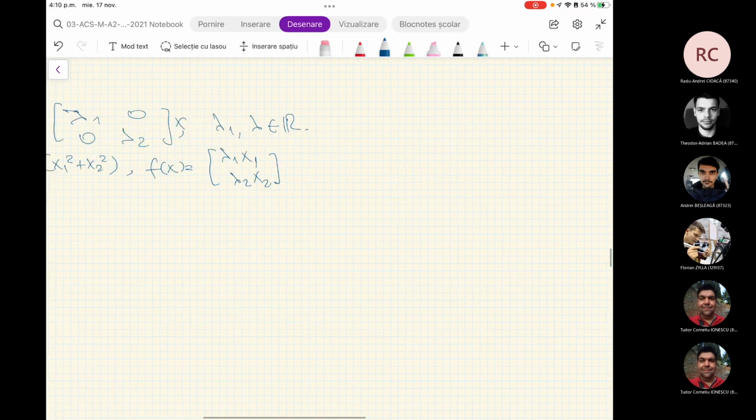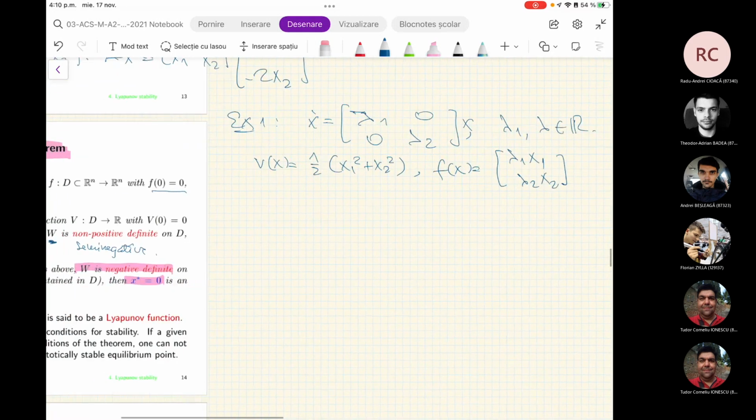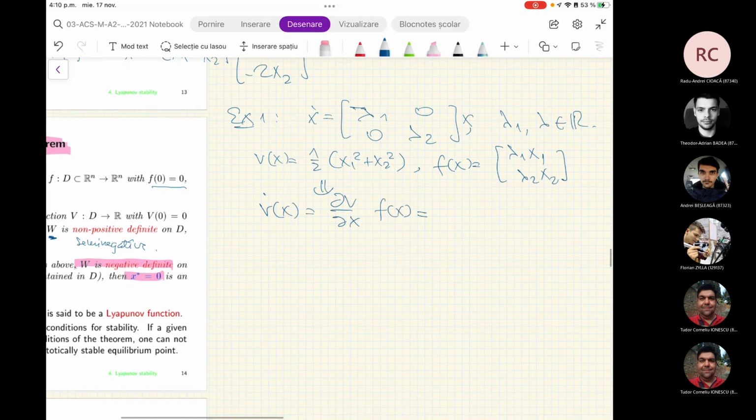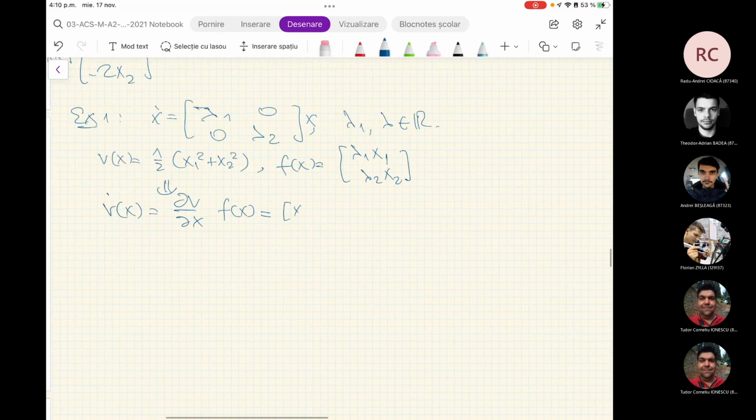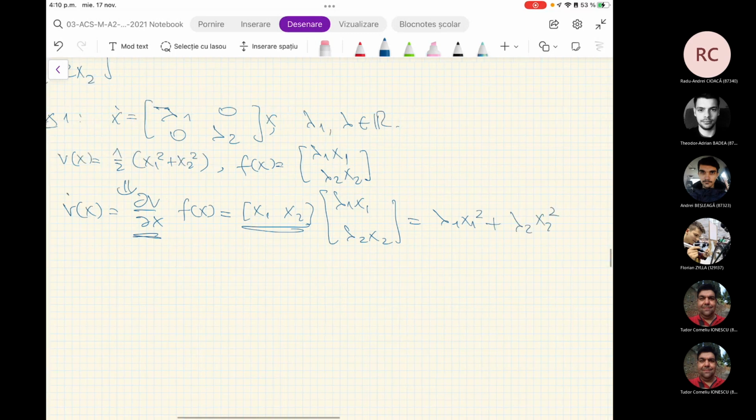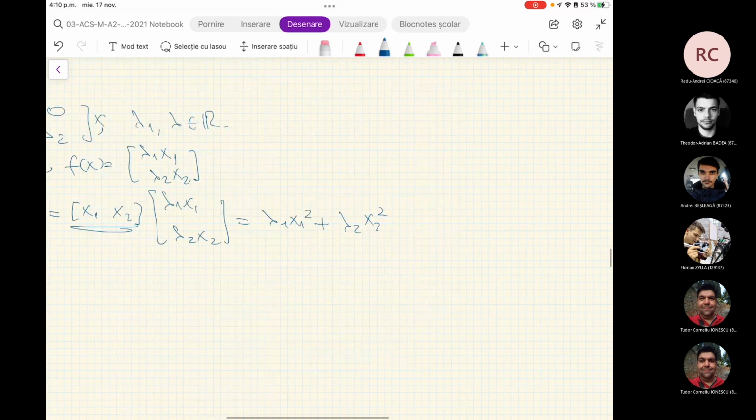Okay, fine. Then V dot of x is dV/dx times f(x). We just said that. So it's x1, x2, this is dV/dx, the derivative, times f(x), lambda 1 x1, lambda 2 x2. So this is lambda 1 x1 squared plus lambda 2 x2 squared. Now, discussion.